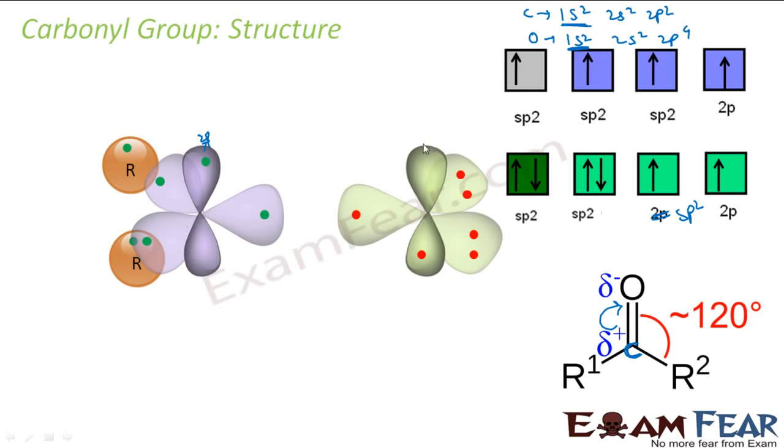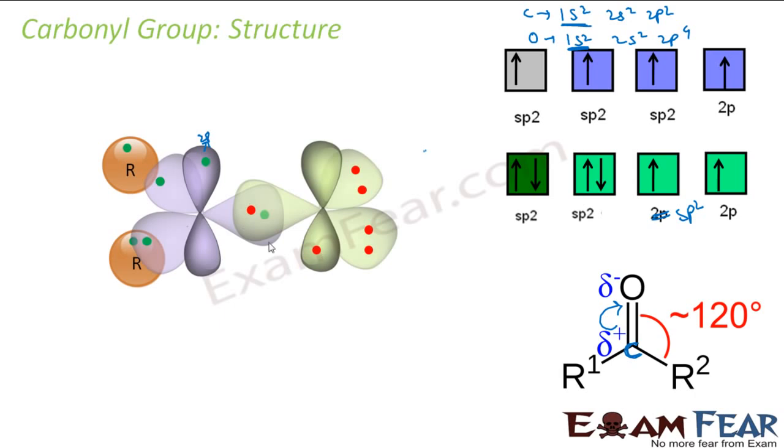Now what happens is, this forms a bond. This was my 2p. Now you see, this is one sigma bond, and this is one pi bond. This will overlap, and thus there is a double bond: 1 sigma, 1 pi. This was my sigma bond, and this is my pi bond. And that is how it looks.